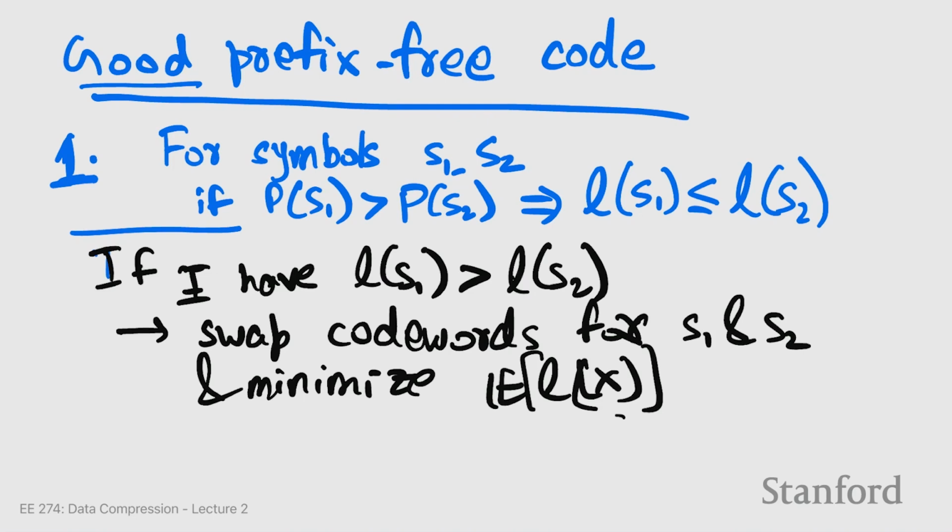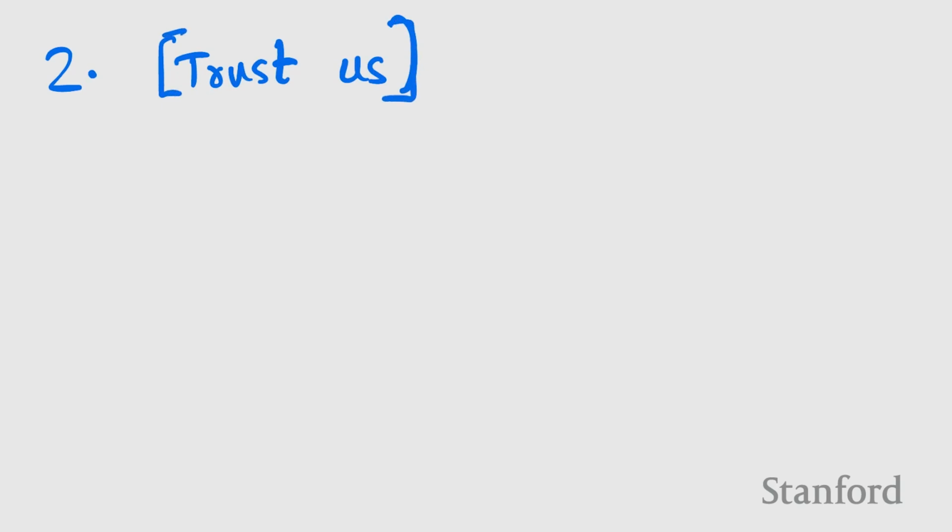Okay, and let's talk about the second property. On the second property, I will ask you to trust us for now. We will prove it in the next lecture, but it's very useful to know this property. We will actually see an actual code today, a good prefix code, shortly after this.